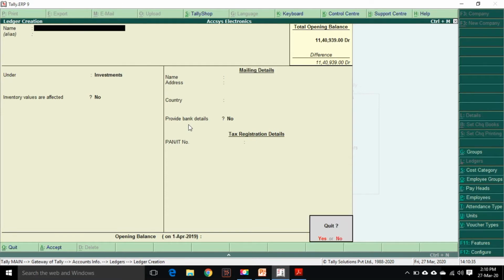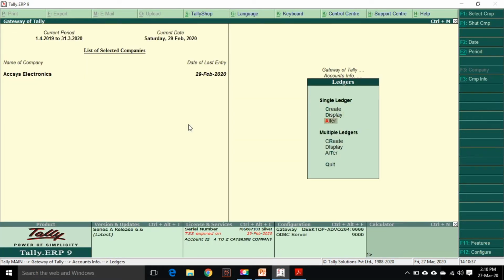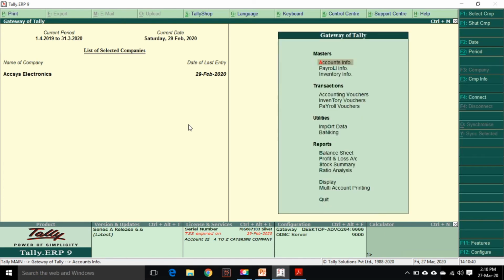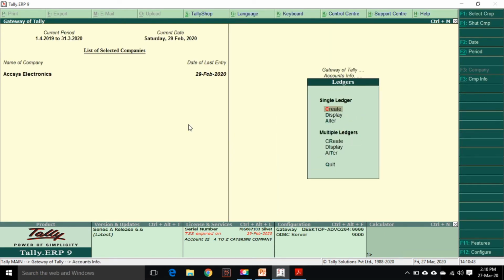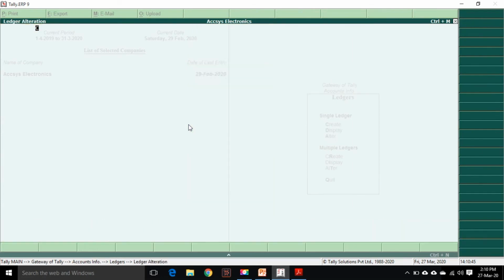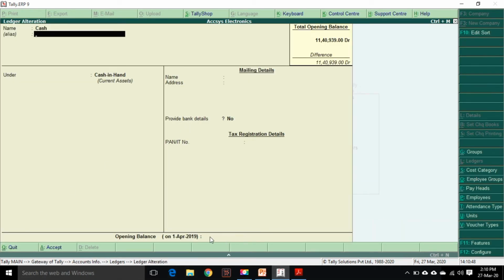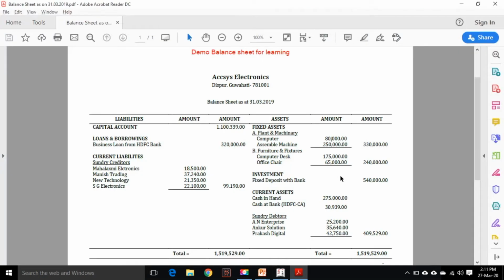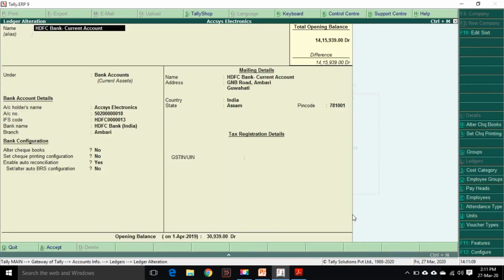Next, current assets, cash in hand. We already have a ledger of cash. So go to alter. To change the opening balance of any ledger, go to Accounting Info, Ledgers, Alter, Cash. Here you see in opening balance there is no value given. So give here 2,75,000. After giving this 2,75,000 balance, the negative balance of cash will be removed. Done. Next, HDFC Bank, we have already given the opening balance. You can check it here. You see 30,939 is already given.